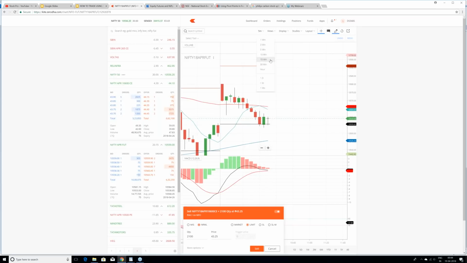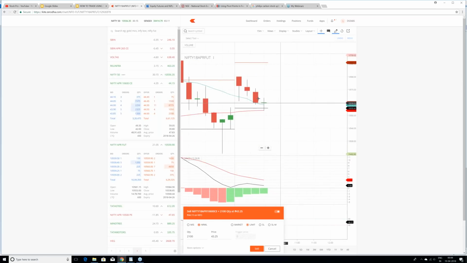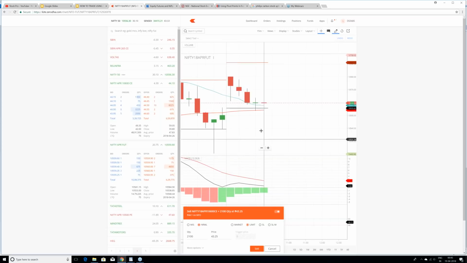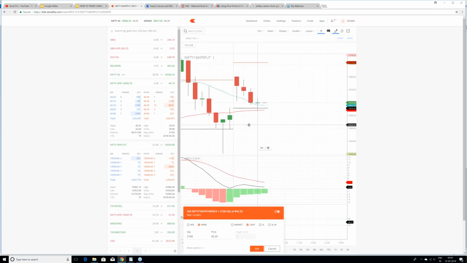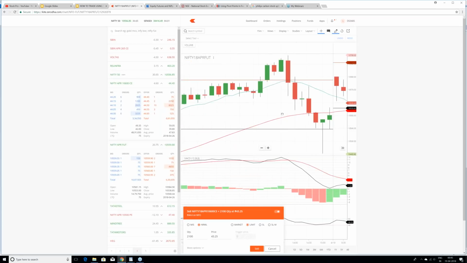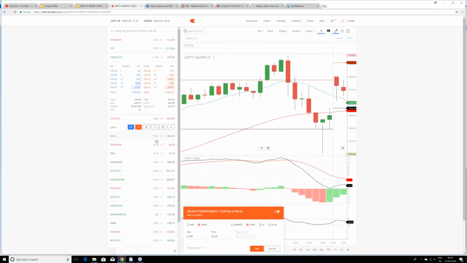Same way you can go to 15 minutes and see what's happening over there. Again, see in 15 minutes also clearly Nifty is taking the support, right? So it's not necessary, I mean, I'm talking about Nifty, but it can be a stock, it can be any instrument in the stock market that you want to look into.